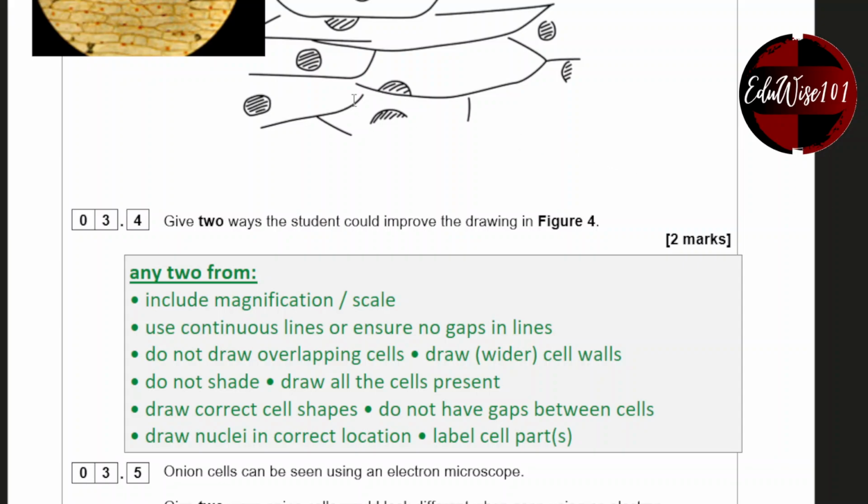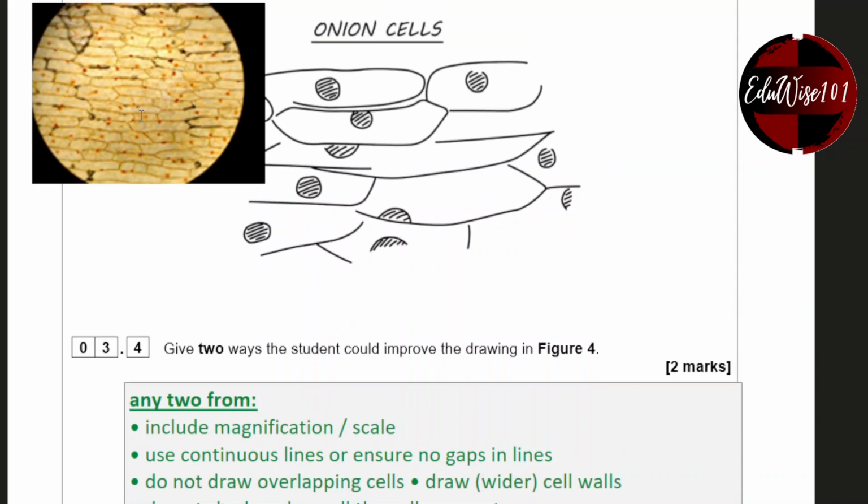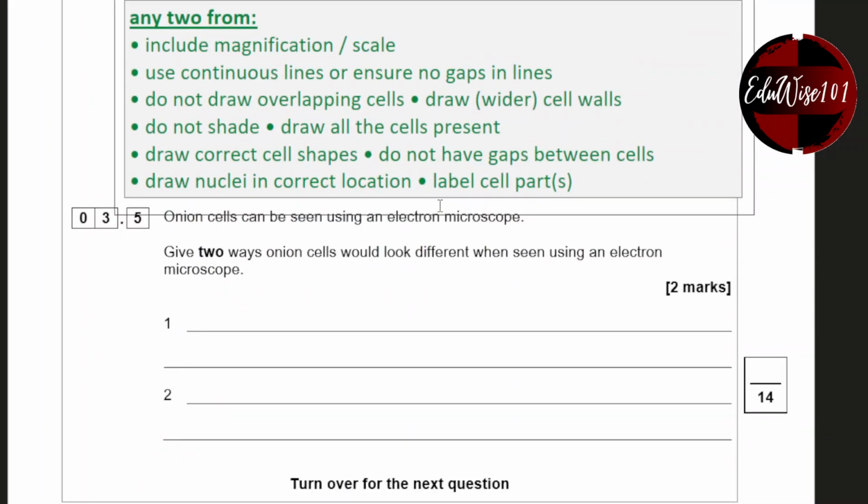Now, the lines that you see here is not actually the cell membrane, it's actually the cell wall that is actually being stained. So you'd want the lines to be a bit thicker. Onion cells can be seen using an electron microscope. Now you need to know the difference between a light microscope and an electron microscope. In schools, what we use is actually just a light microscope. We don't have access to an electron microscope. They are very expensive. And you need to know what are the advantages and disadvantages of each of them.